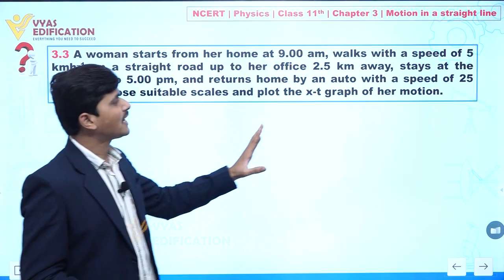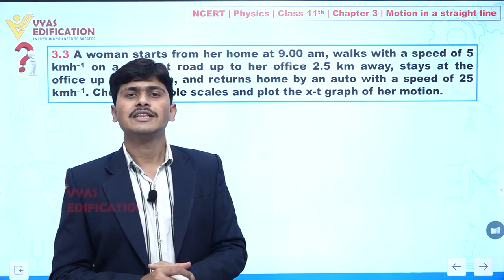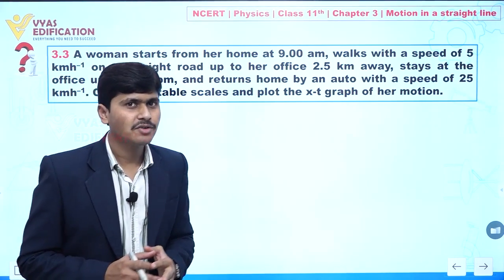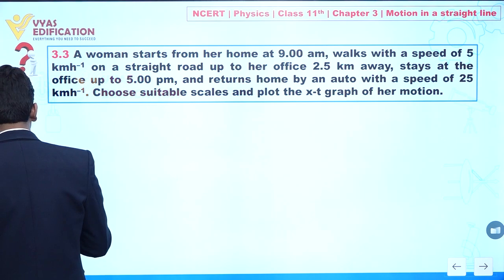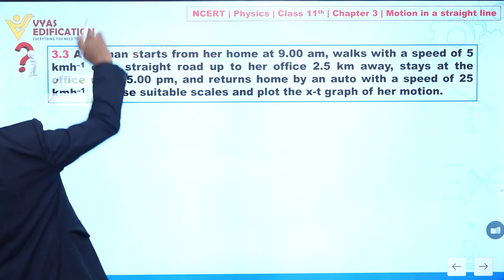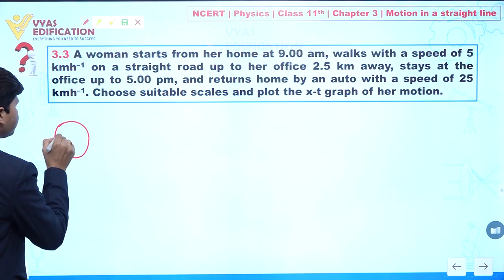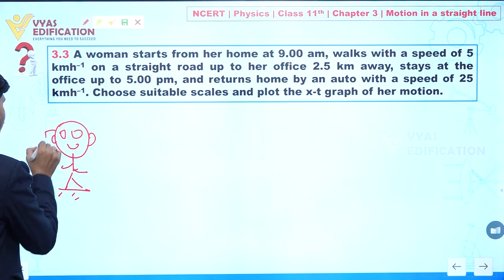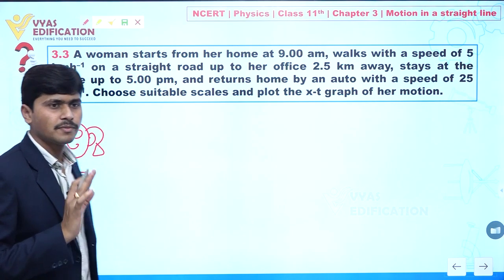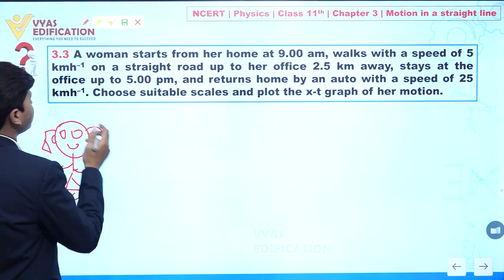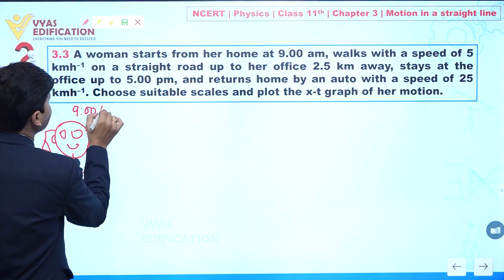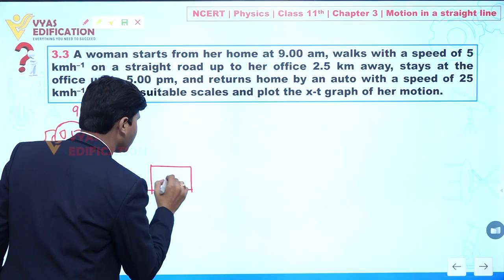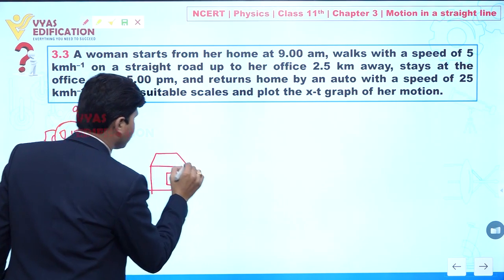Choose a suitable scale and plot the x-t graph of her motion. So our objective in this question is to draw an x-t graph, meaning a distance-time graph. Clear to you? So now let us try to analyze the situation. Concentrate on the screen. Let's suppose this is a woman, and let's suppose she starts from her home at 9 am. Let's suppose this is the place where she has her office.